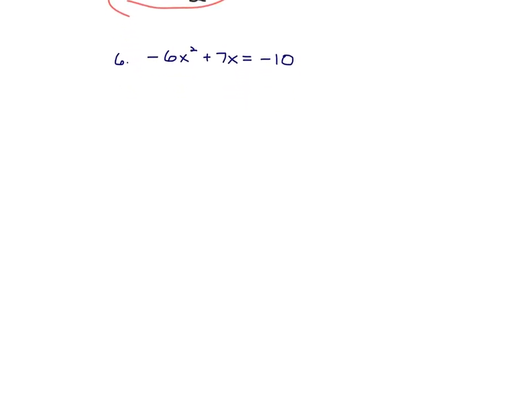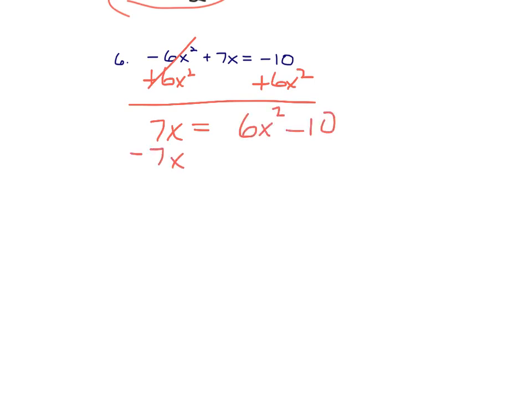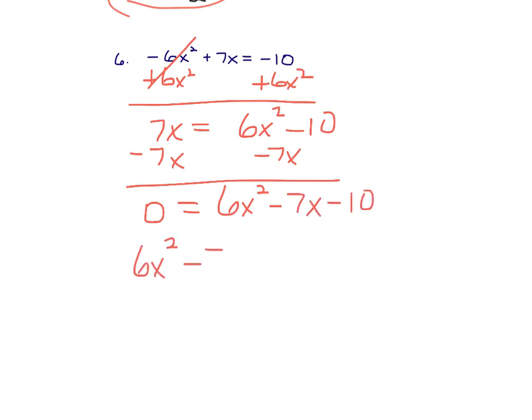Now for number 6, notice I have a negative number in front of my x squared. I always like to make that x squared term positive. So instead of adding the 10, I'm actually gonna add the 6x squared and subtract the 7x. You could factor it with a negative term in front, it just makes it a little more challenging. So instead, I'm gonna move everything to the other side, so my x squared term is positive. So then I get 7x equals 6x squared minus 10. Subtract the 7x, and now I have my trinomial, and I'll put it first. Let me just flip the 0 to the end.